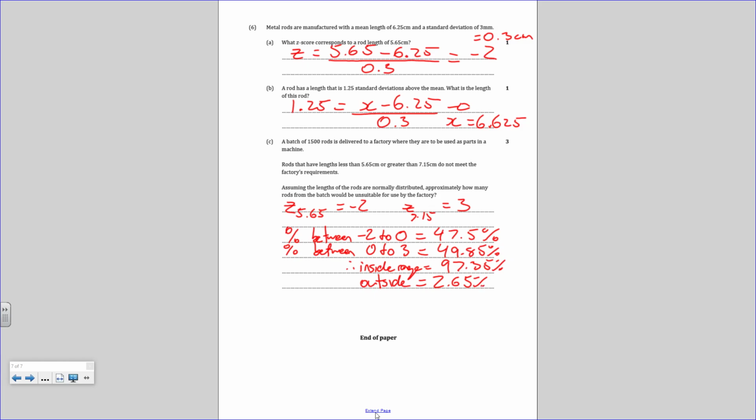I want to focus on the 2.65% that aren't suitable. So we take 2.65% times 1,500, because that's how many rods there were, and that gives me 39.75. Therefore approximately 40 are unsuitable. We'll round it to the nearest whole number because it doesn't make sense for 0.75 of a rod to be unsuitable. So around 40 are going to be unsuitable.